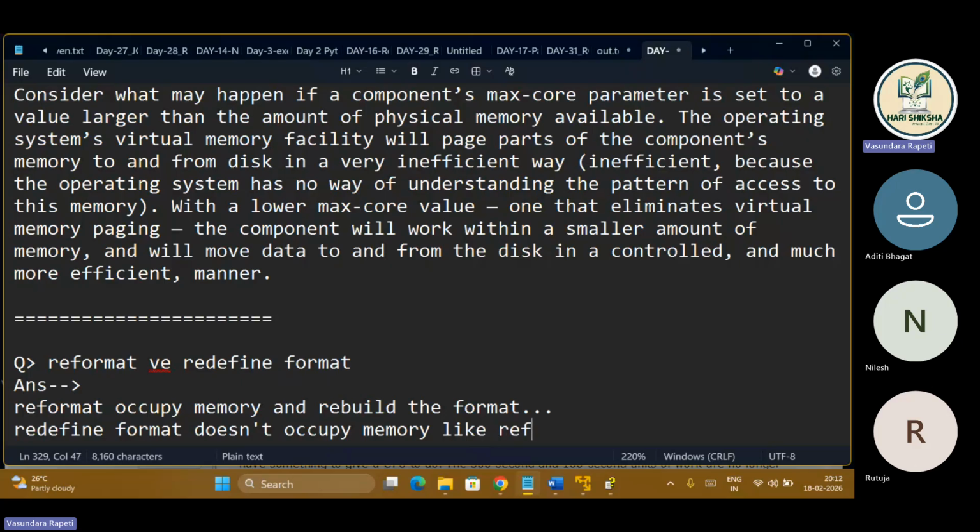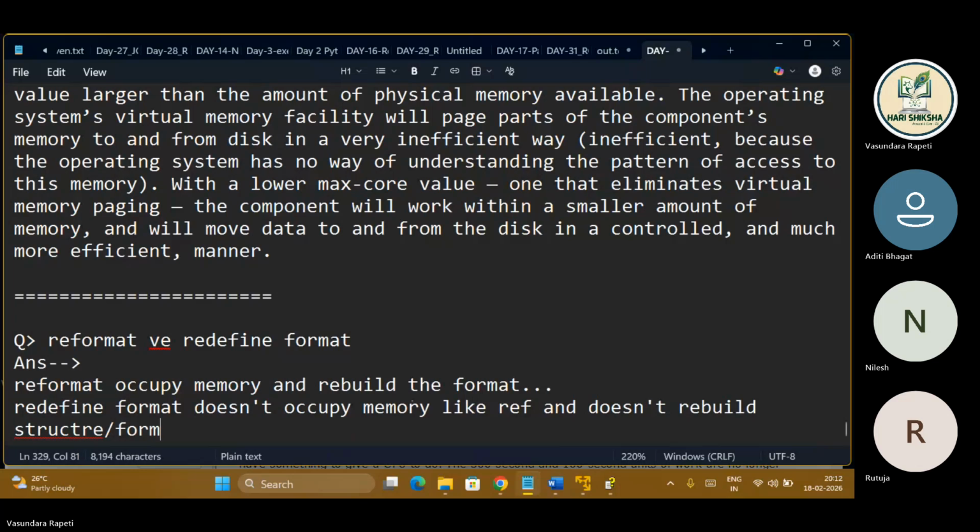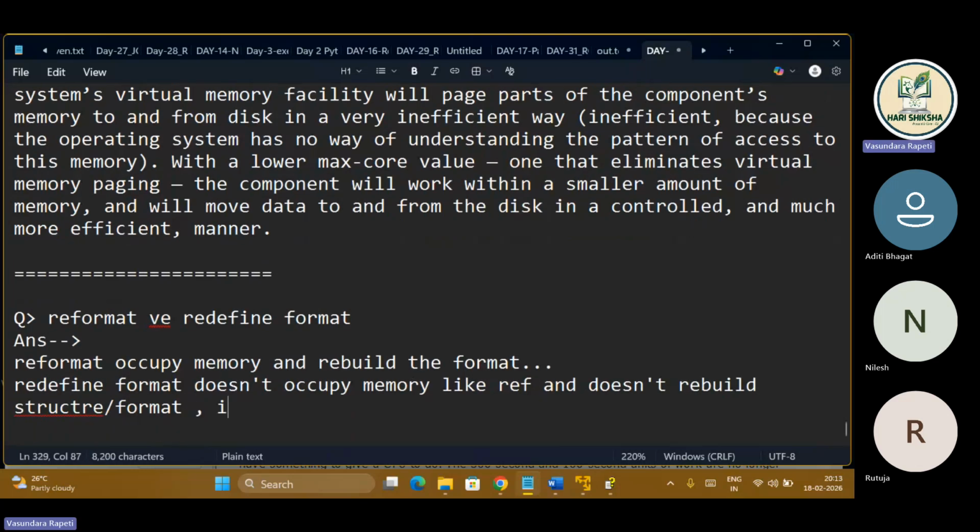Like reformat, transform. Okay, reformat occupies more memory. 7 MB is common, but reformat has transformation logic also, so it occupies more. And it doesn't rebuild structure or format. It just adjusts adjacent format, memory locations, or combines memory locations. That's it.